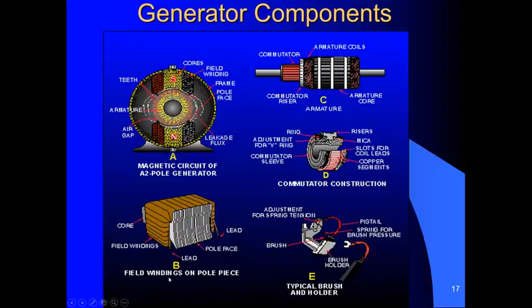This shows a field winding down here under B. Pole pieces and our field windings wrapped around them. Again, the pole pieces work as sort of a core. Brushes. We talked about commutator and brushes. In E, we're looking at a brush holder here with a spring for tension, so it holds the brush tight against the commutator.